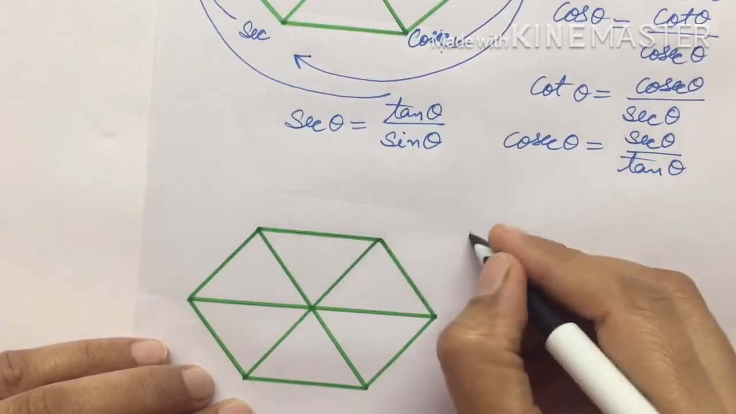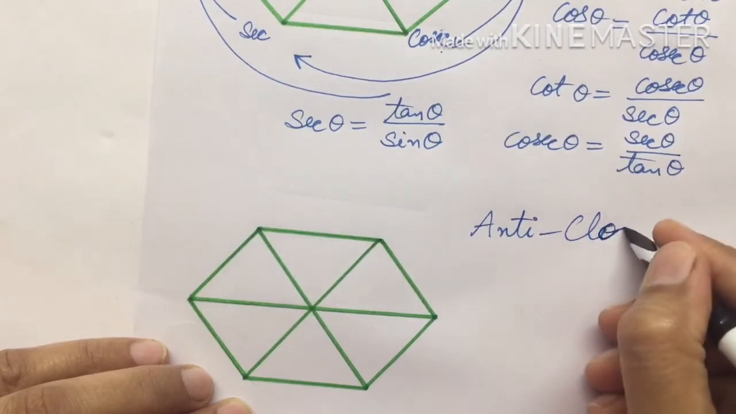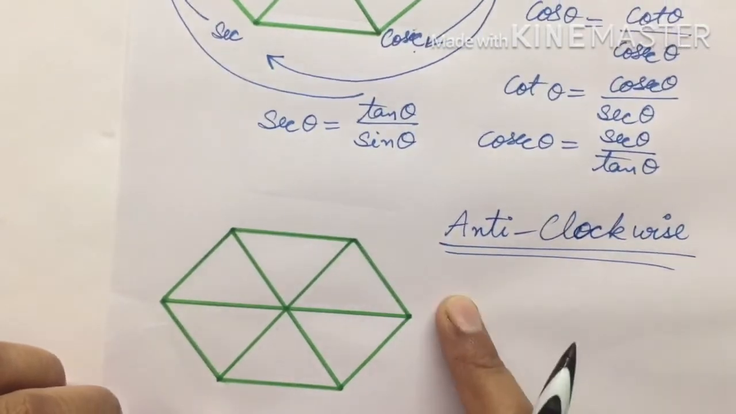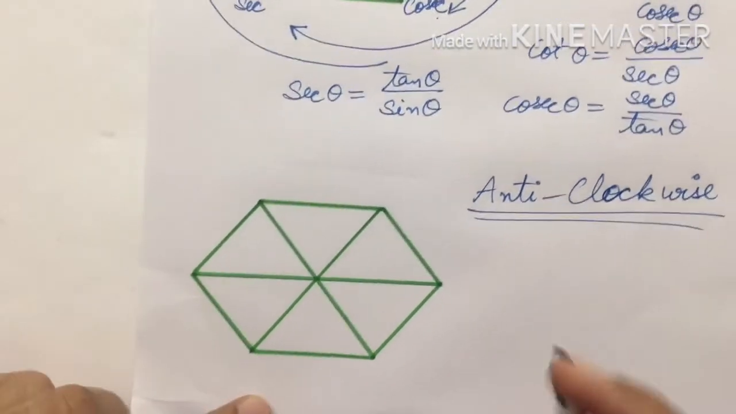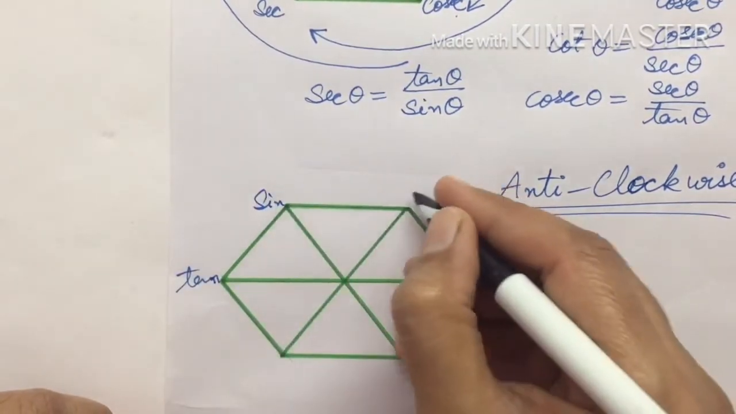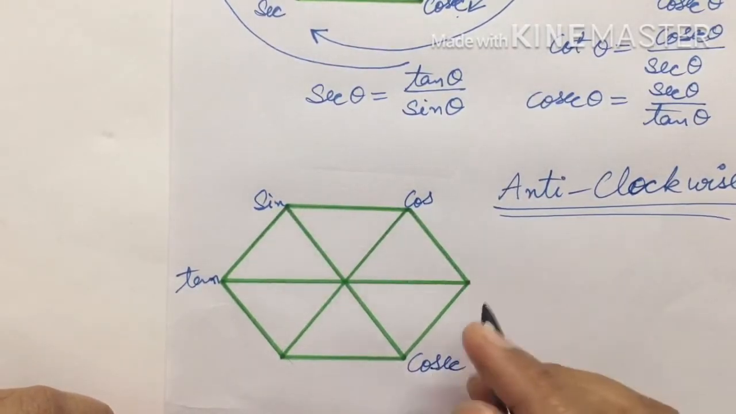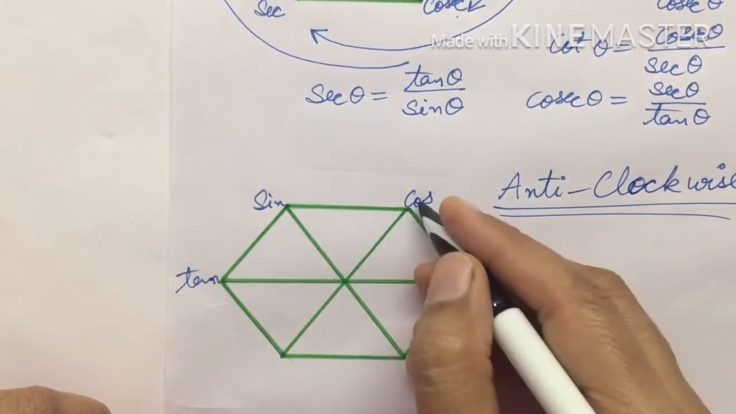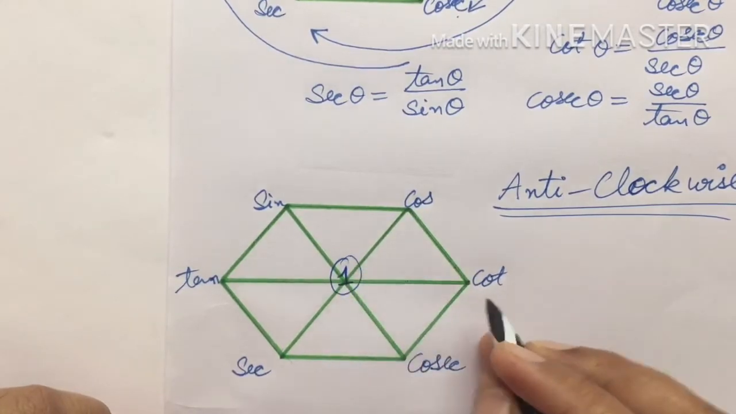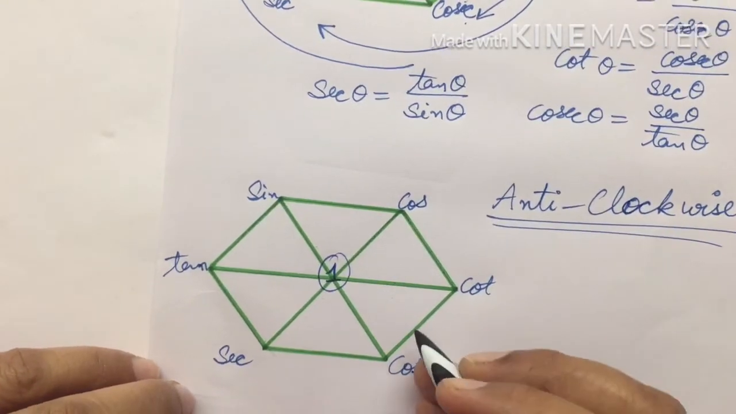What will happen if I move in the anti-clockwise direction in the same hexagon? Let's see. Again I will write tan theta is equal to sine upon cos, then opposite: the reciprocal of sine is cosecant, the reciprocal of tan is cot, the reciprocal of cos is secant, and 1 in the center. All C's are on the right side. So let's see if we move in the opposite direction.